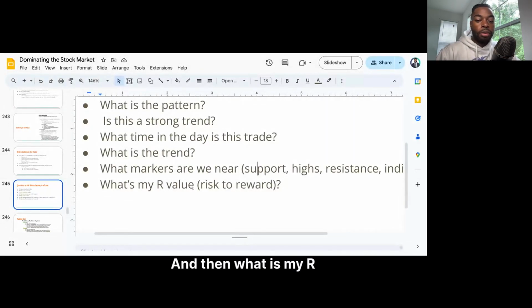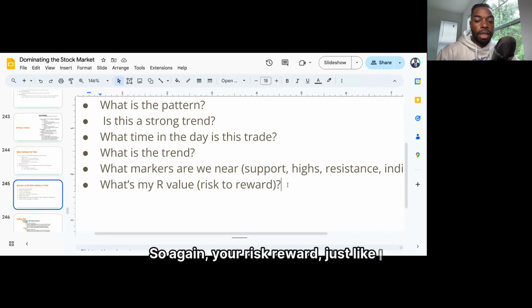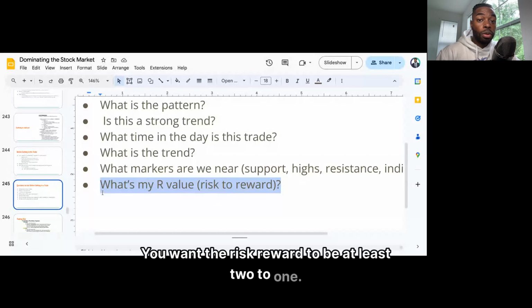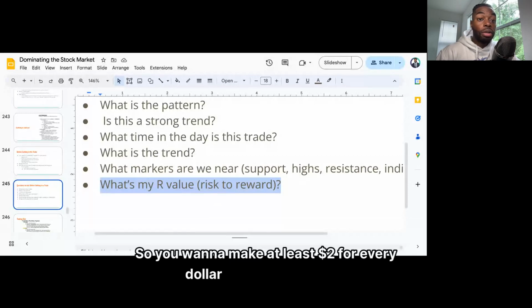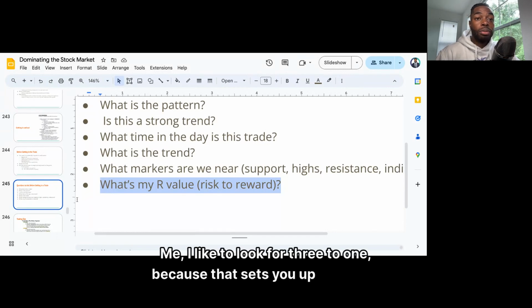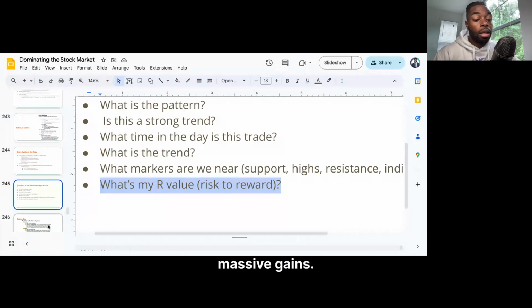And then what is my R value? So again, your risk to reward, just like I showed you. What is my R value? You want the risk to reward to be at least 2 to 1. So you want to make at least $2 for every dollar that you're risking. Me, I like to look for 3 to 1 because that sets you up for pretty massive gains.